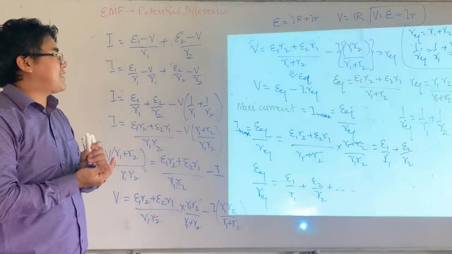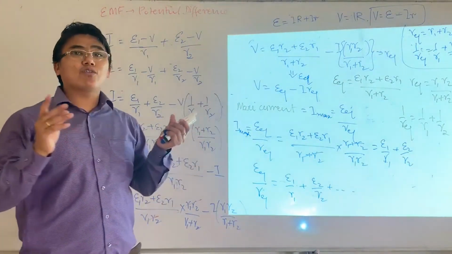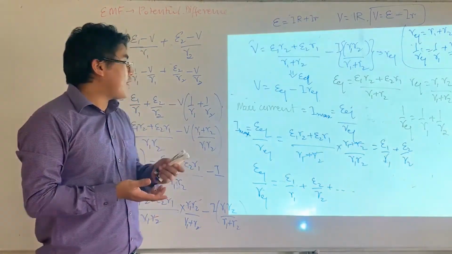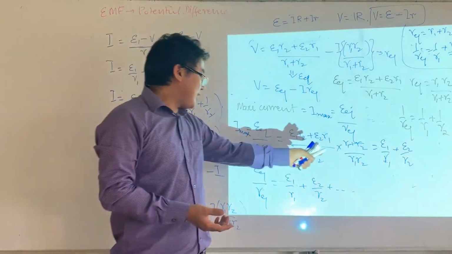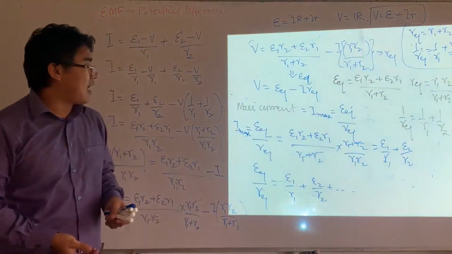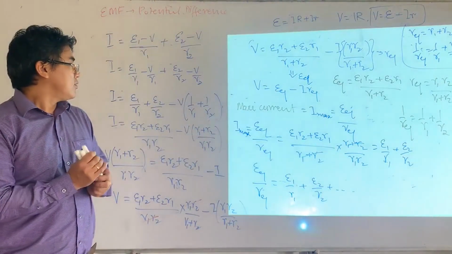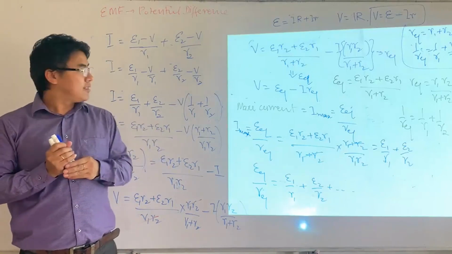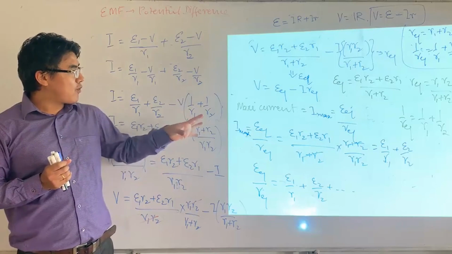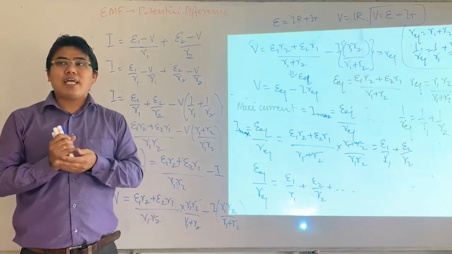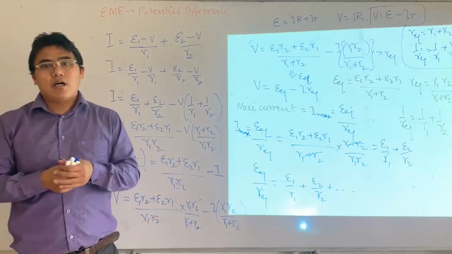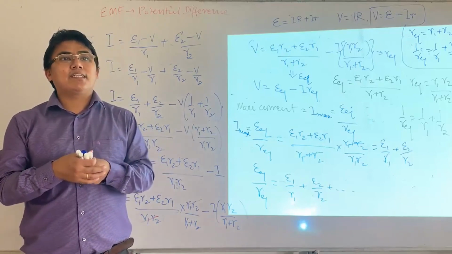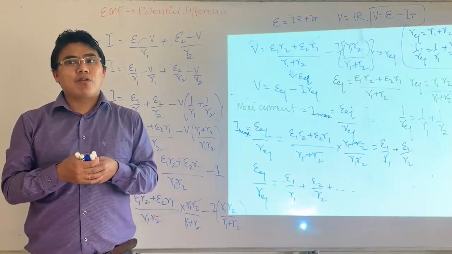Now I will give you a small assignment. I have done it for 2 cells. You go and do it for 3 cells. If you do it for 3 cells, you get EMF 3 and internal resistance R3. I'm going to stop here, so just do it for 3 cells. Next class we'll be doing meter bridge, then Wheatstone bridge, then Kirchhoff's laws. Thank you.